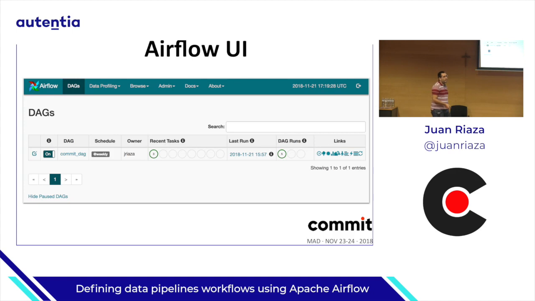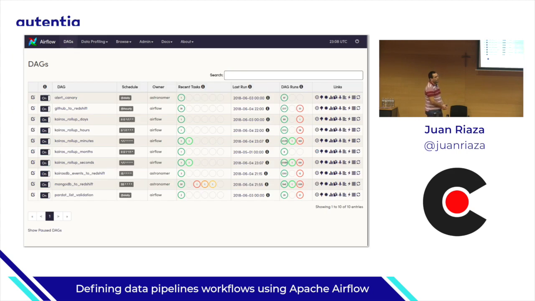And then we have a nice UI, a website for checking how it looks. In this case, we just have our brand new commit_dag. We can check the schedule, the owner, the recent tasks, the last run. But there is more than that. This is a more complex image of a real DAG list. In this case, we have CuriosDB, GitHub to Redshift, whatever. So we can check who's the owner, the recent tasks, the last run, or even if there have been failures or retries.